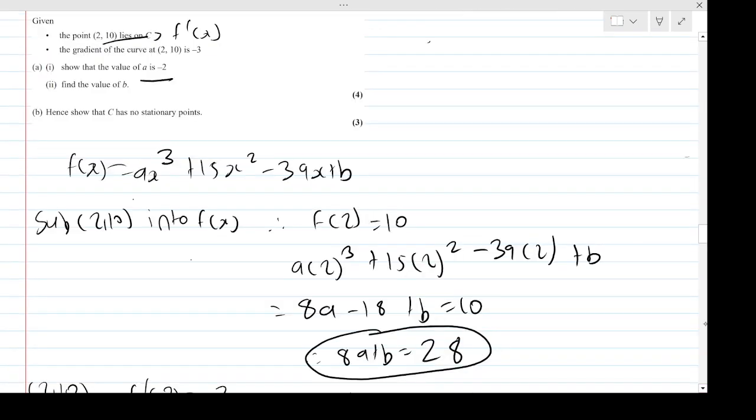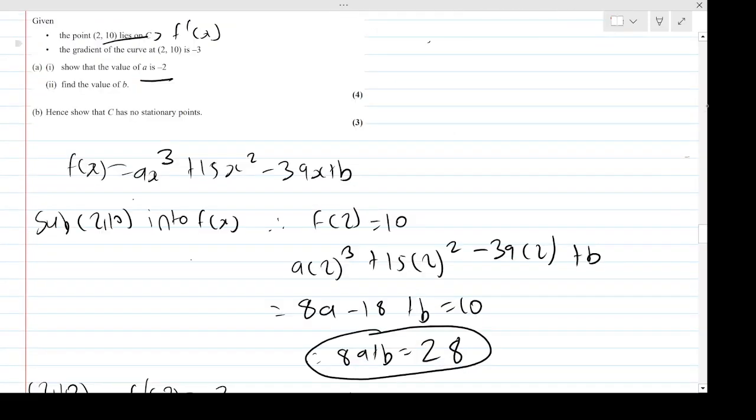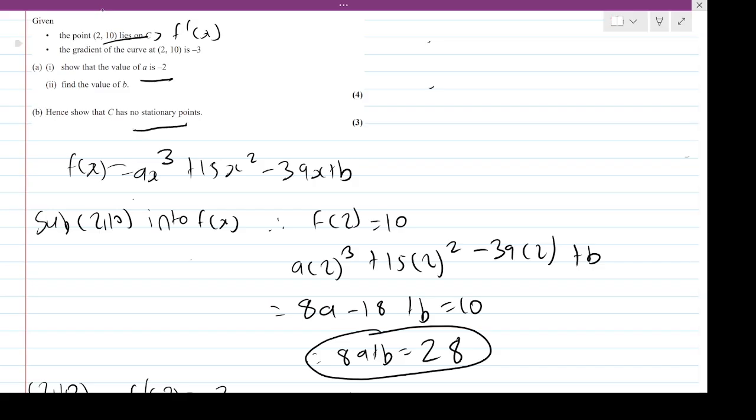So show that a is -2. That's what we did, right? A is -2. Cool. We now need to show that, hence means you need to use your previous working or your previous answer. So basically means we need to use the value of a and b. Okay, we need to show that C, the curve, has no stationary points. So in other words, there are no points where dy/dx is equal to 0.